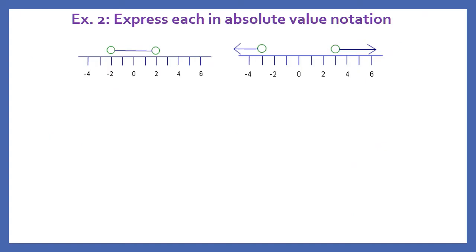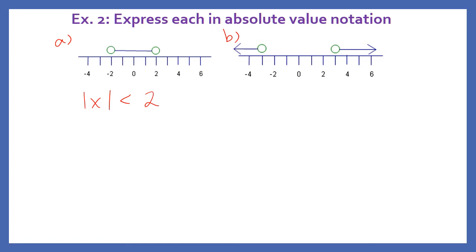Our next example, we're going to be working the opposite direction, or one of the other ways. Express each in absolute value notation. And we're going to assume that those are open dots. So let's call this A and call this B. For A, we want everything that's 2 or less units away from 0 is what that line means. So you could look back at our first example, but we want absolute value of x has to be 2 or less units away. Not including because they're open dots. So absolute value of x is less than 2.